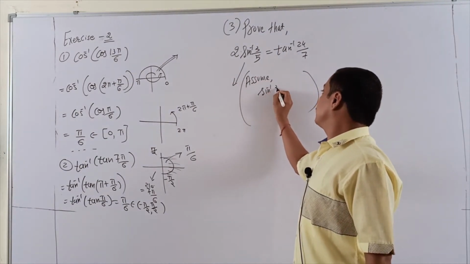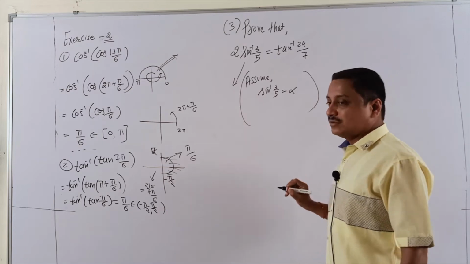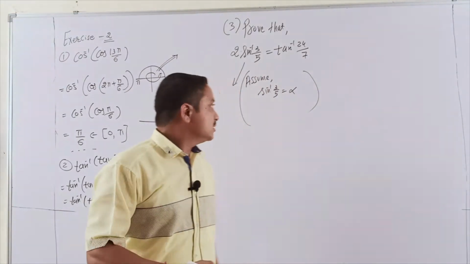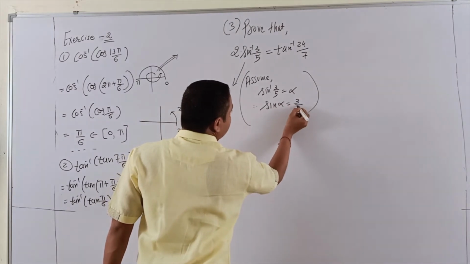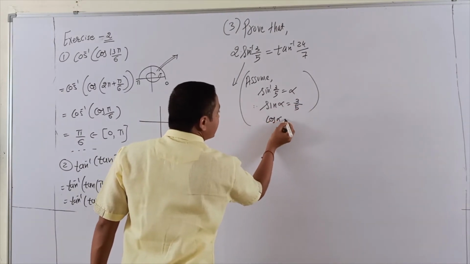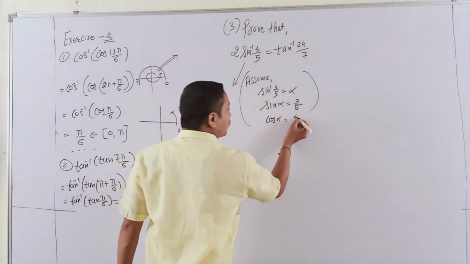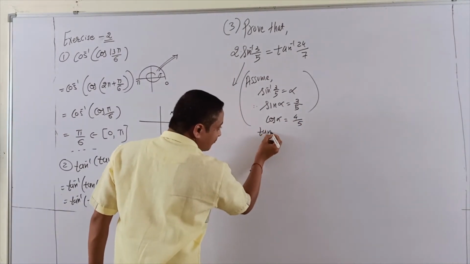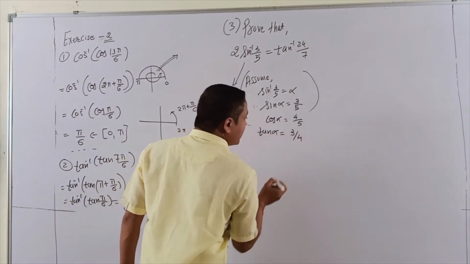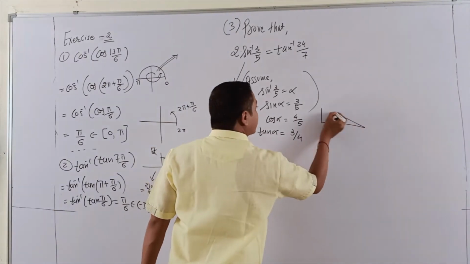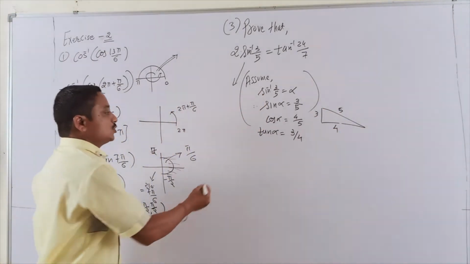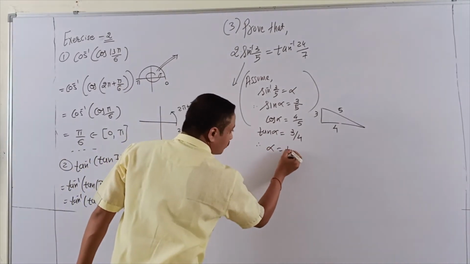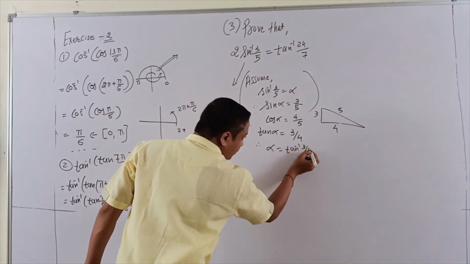that sine inverse 3 by 5 is alpha. Any degree applies, students. So what is sine alpha? 3 by 5. What is cos alpha? According to the triangle, 4 by 5. So what is tan alpha? Sine by cos. Yes, 3 by 4. Here your triangle will be 3, 5 and 4. Tan value is 3 by 4. So alpha is ready: tan inverse 3 by 4.